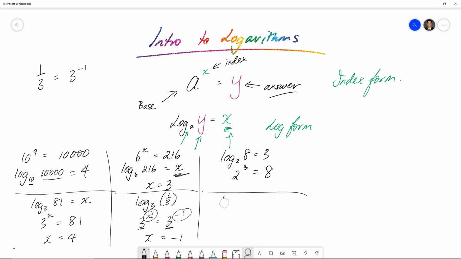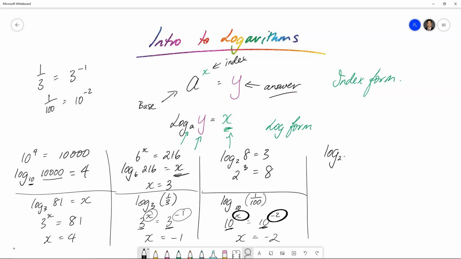Log base 10 of 1 over 100. Now, 1 over 100 is the same as 10 to the power of minus 2 in index form. So we can say, 10 to the power of what gives you 10 to the power of minus 2? Again, because the bases are the same, we can conclude that the exponents are the same. So x should equal minus 2.